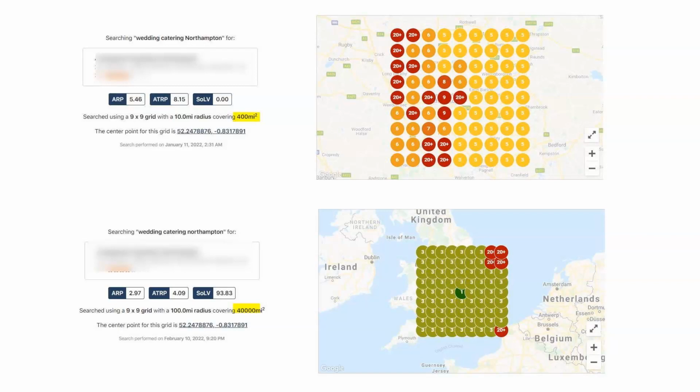Three posts later, using the strategies that we're going to teach you, and below you can see they're ranking on a 100-mile radius grid over 40,000 square miles. Now I can't promise we're going to get you ranked over 40,000 square miles, but what I can promise is that the strategy works, and it works reliably.